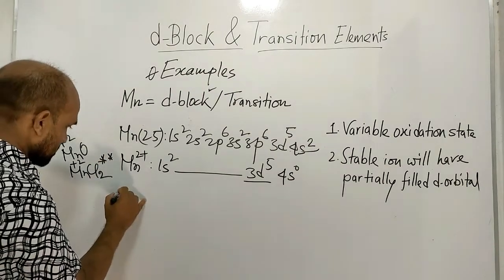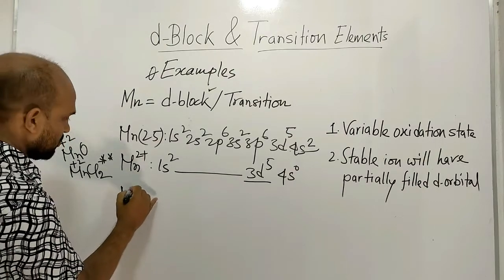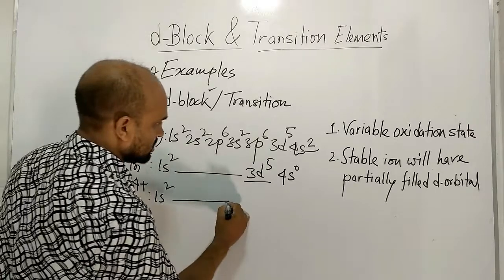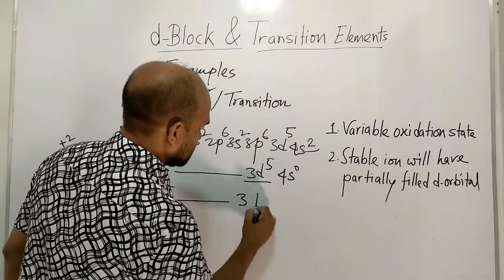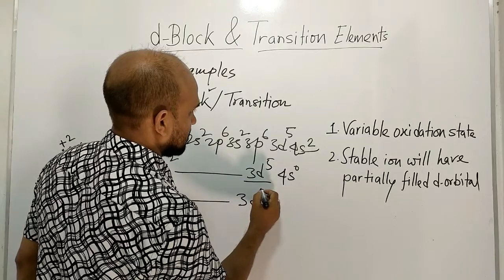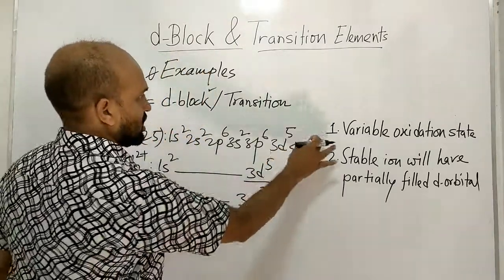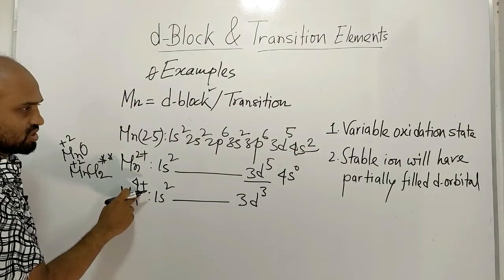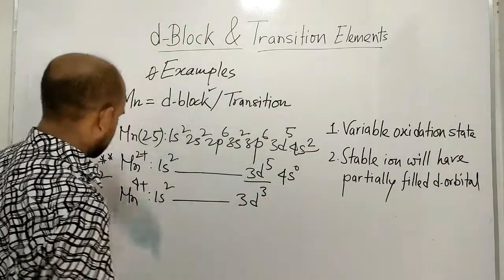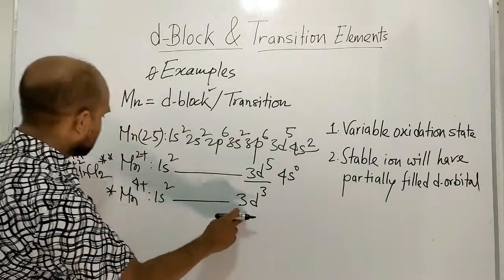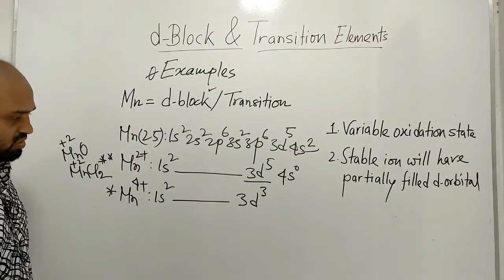Another one, let's see, manganese 4 plus: 1s2, 3d3. From the 7 electrons, 4 electrons will be removed, then 3 electrons left. This is also stable according to crystal field theory, but the previous one is more stable.